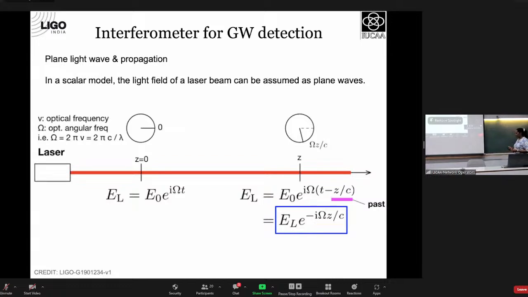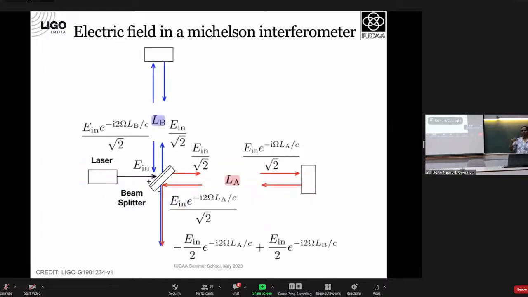So I think all of you know this, right? You define an E field, E0 e^(i omega t), and then if it propagates over a distance, this is what you get. So this concept is good enough for you to understand how the interferometer works and how it responds to incoming gravitational waves.